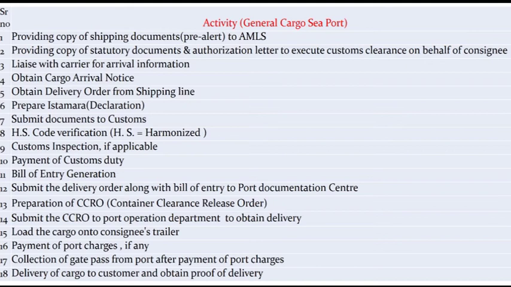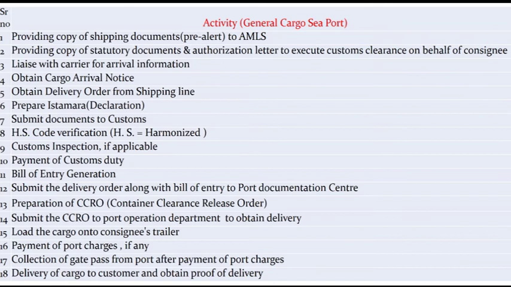Once we give them the authorization to execute customs clearance on behalf of the consignee, on behalf of me, they liaise with the carrier for arrival information. They get information that items are about to arrive, then obtain cargo arrival notice from the shipping line, then obtain delivery order from the shipping line, okay? We assume in here that you have already paid and you already have the original bill of lading and you give it to the broker or to the agent, okay? So they have the original bill of lading. They prepare some type of estimara, submit documents to customs.